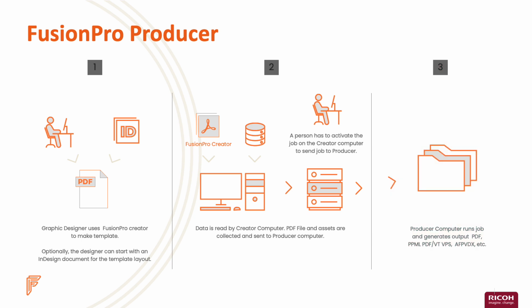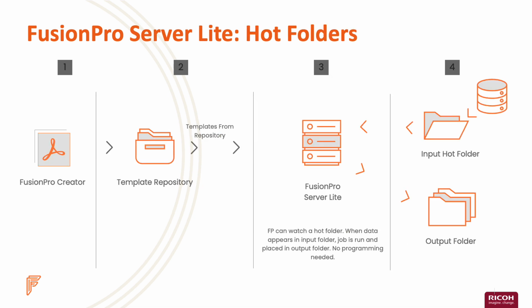Now, some folks need automation. We have customers that have 10,000 new data files coming at a particular template every single day. And that would not be something you would want to do in FusionPro Creator at the desktop level. We make a product called FusionPro Server Lite, which introduces hot folders. So you're still using FusionPro Creator to design that template, but once the template's designed, proofed, and such, you're going to put that into a template repository.